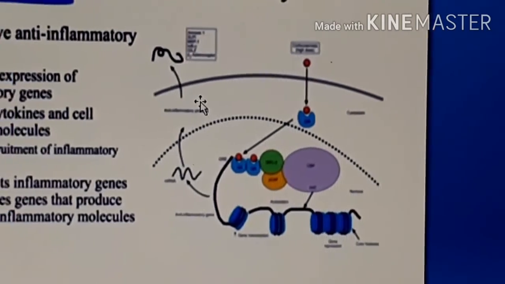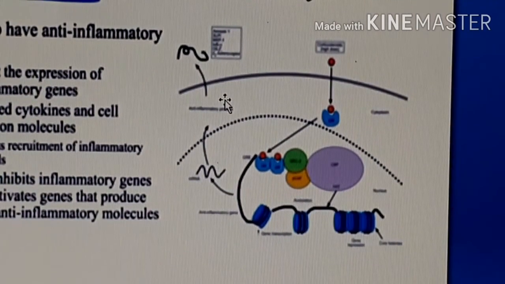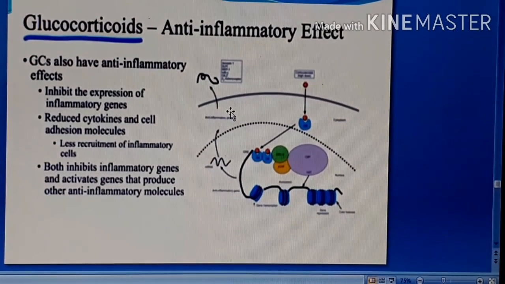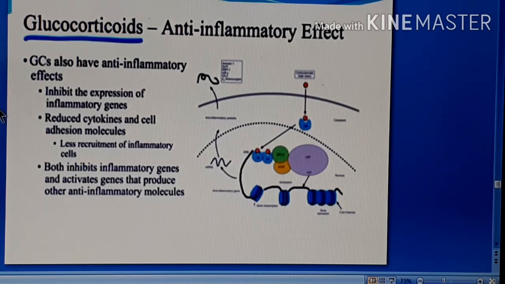Secondly, we have the glucocorticoids, which have anti-inflammatory effects. They fight against the inflammatory substances or the inflammation. So how does it cause the anti-inflammatory effect? It causes the inhibition of expression of the inflammatory genes, means it blocks those genes which are involved in the synthesis of the inflammatory substances. So there will be no inflammation if the synthesis of inflammatory substances is blocked.